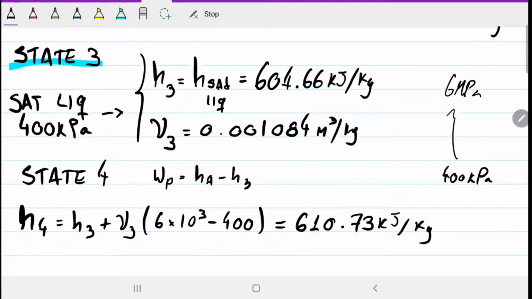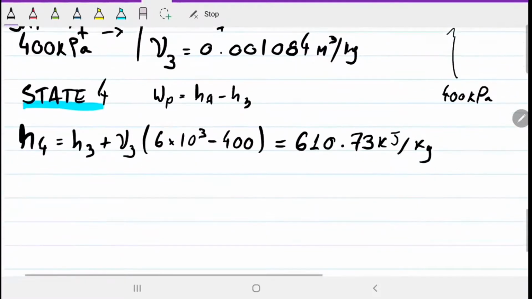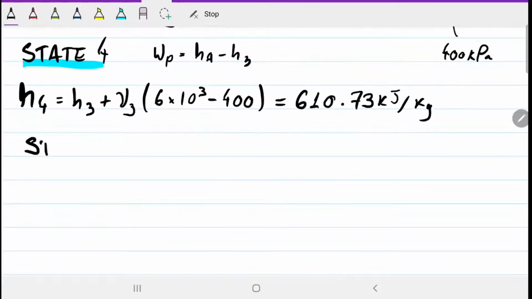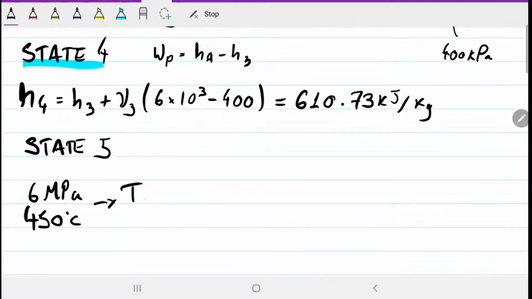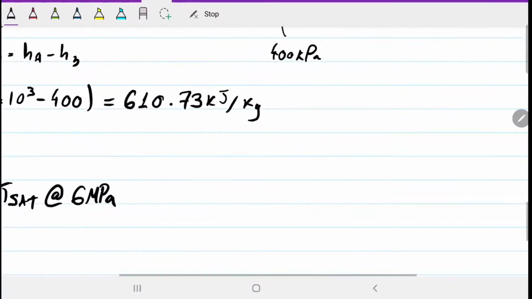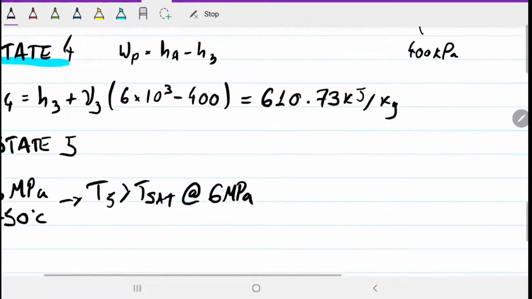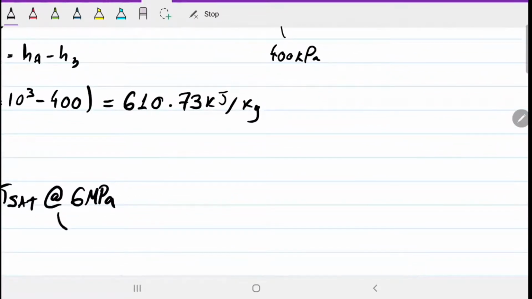Okay, now we've defined 1, 2, 3, and 4 just like that. 5 is also going to be very quick to define because we have everything we need for 5. So state 5, we have the pressure and temperature, right? State 5 has 6 megapascals, and it's also at 450 Celsius. Okay, so we're going to note that T5 is greater than T sat at 6 megapascals, or you can do it the other way around. You look at the temperature table and find the pressure. It's going to tell you this is a superheated fella.